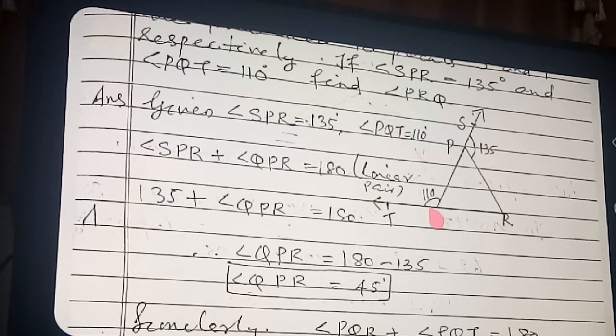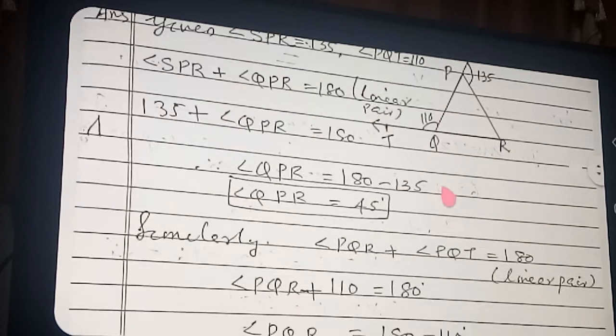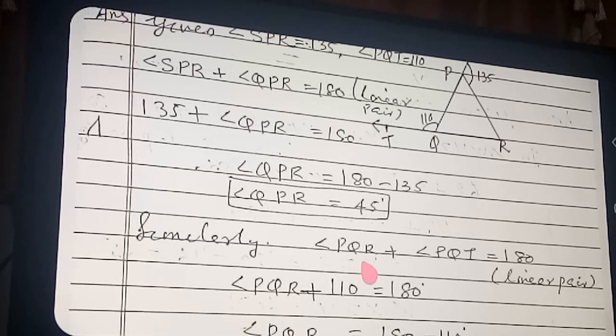Angle Q. How do we find angle Q? Same method. Similarly, the teacher has written here, angle Q. Angle Q's full name is angle PQR. See the next step: angle PQR plus angle PQT, PQR means this angle and PQT means this angle. How much does it come to? 180. PQT is given now.